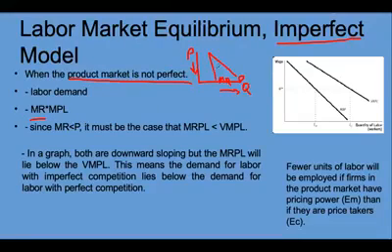And as you know, the MR is lower than price, right? You can see that there's a gap between these two. It must be the case that MRPL, that's the demand for labor in an imperfect product market, is also lower than VMPL. Let's say that's our perfect market. In the graph here, they both are downward sloping. However, MRPL lies below the VMPL. This means that demand for labor with imperfect competition lies below the demand for labor with perfect competition.